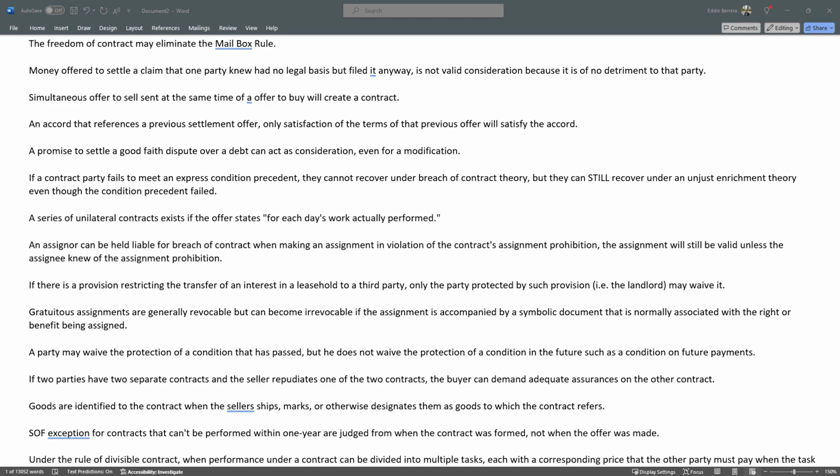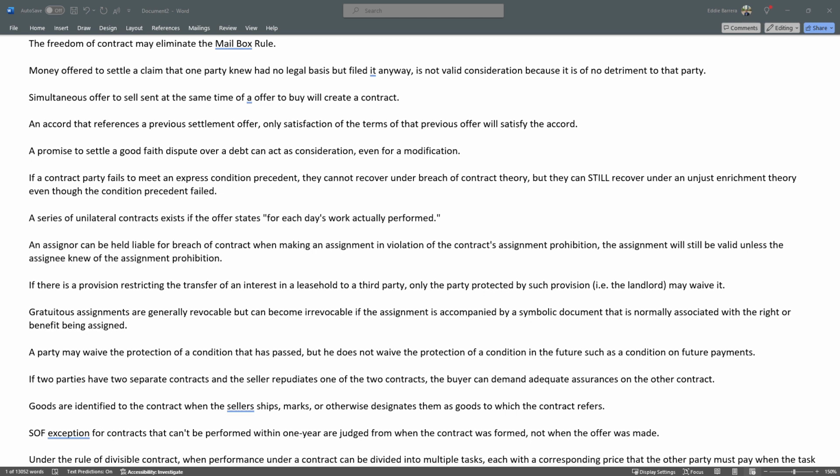If two parties have two separate contracts and the seller repudiates one of the two contracts, the buyer can demand adequate assurances on the other contract. Goods are identified to the contract when the seller ships, marks, or otherwise designates them as goods to which the contract refers. The statute of frauds exception for contracts that can't be performed within 1 year is judged from when the contract was formed, not when the offer was made.